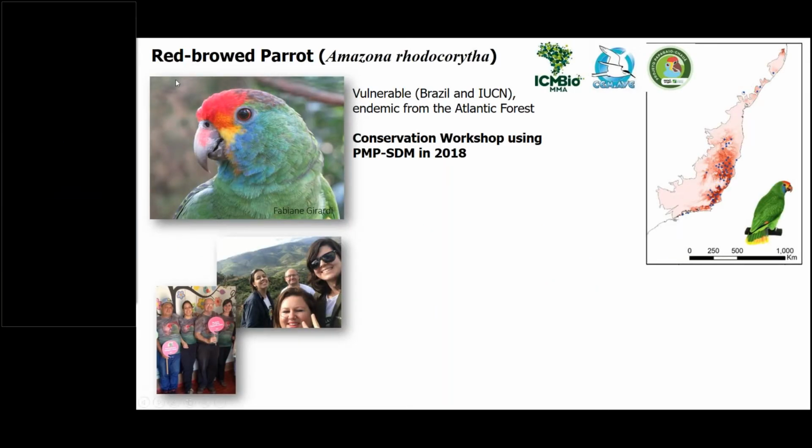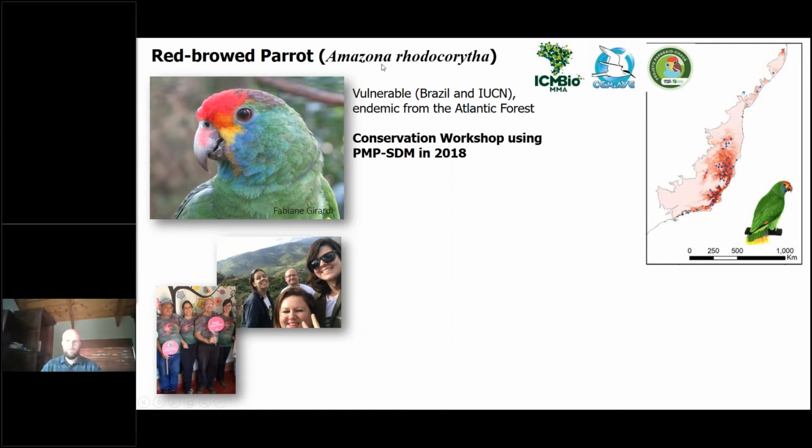The first one is for the red-browed parrot, Amazona rhodocorytha. It's a vulnerable species in Brazil, by the Brazilian and the IUCN red lists, and it's an endemic species from the Atlantic forest.